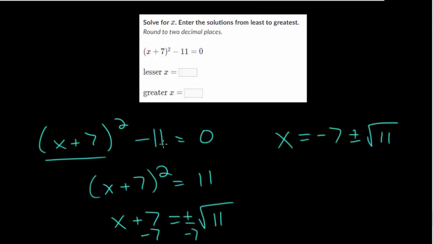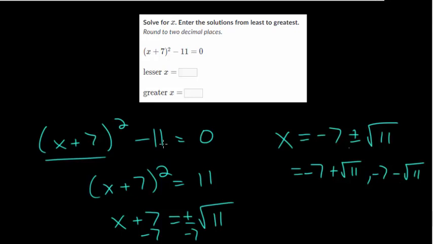Now this one might be a little bit trickier to check, but we can still do it. You do get two solutions here. You have minus 7 plus root 11 and minus 7 minus root 11. So I'll plug in the positive version to show you how to check this, and I encourage you to check the second solution on your own after pausing the video.